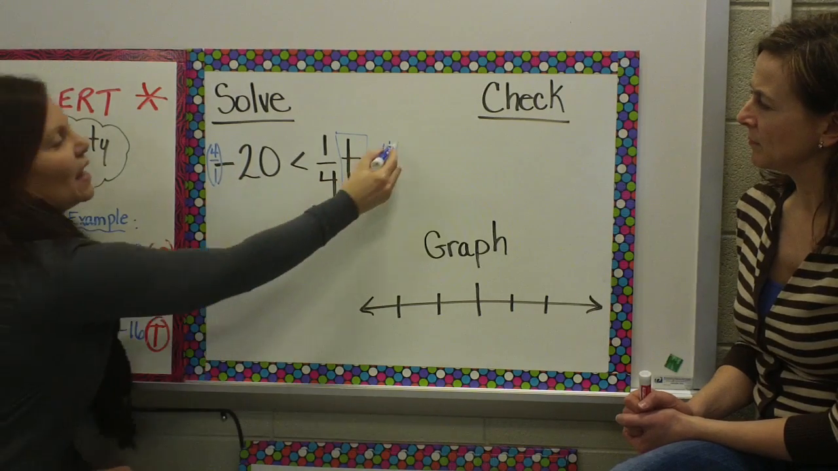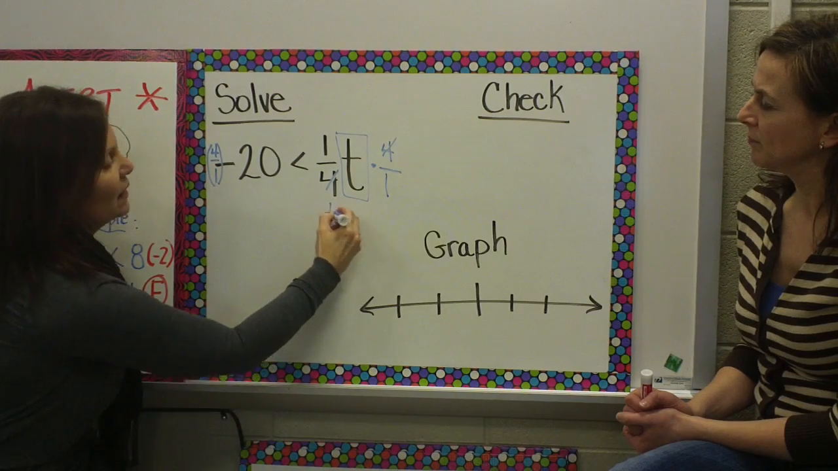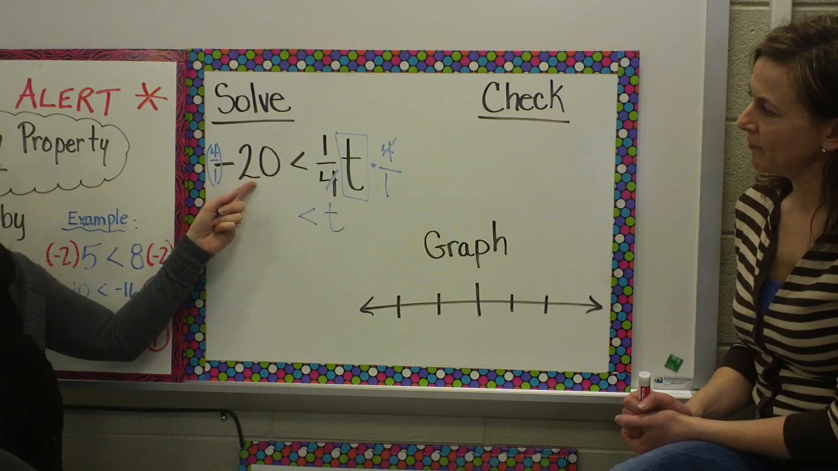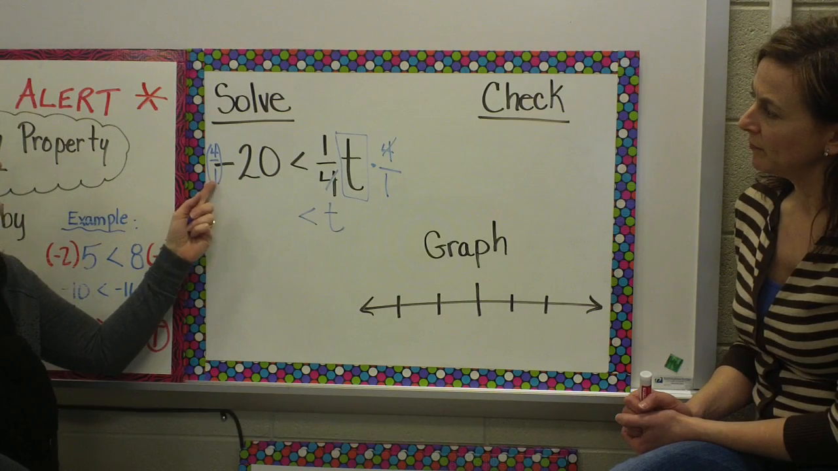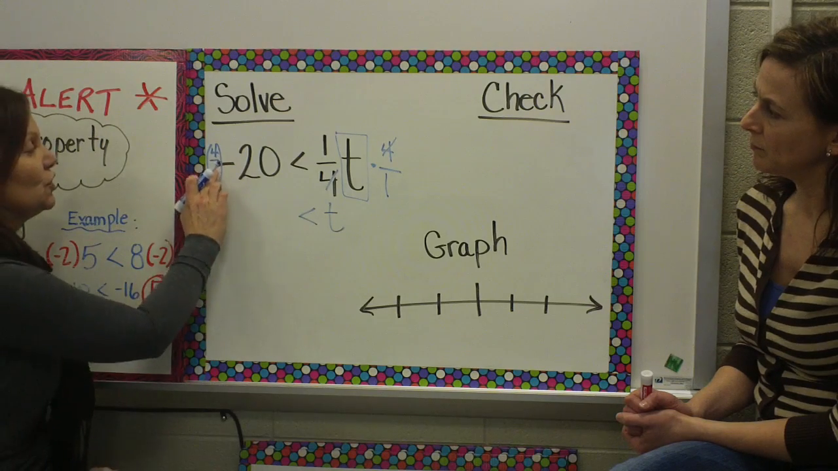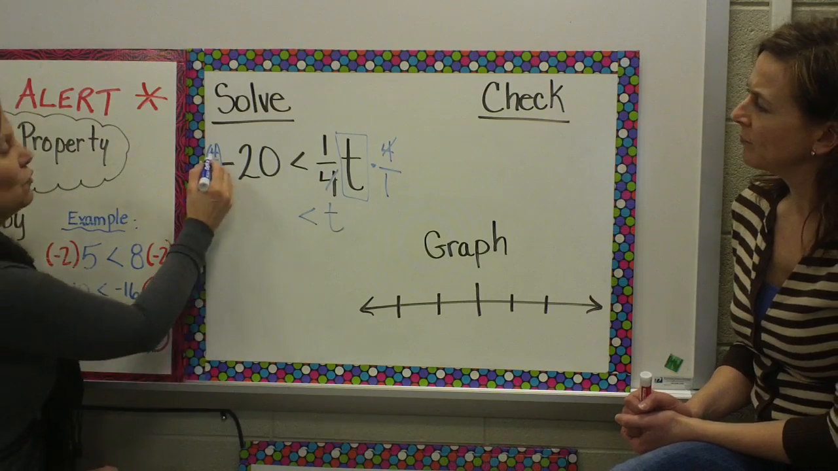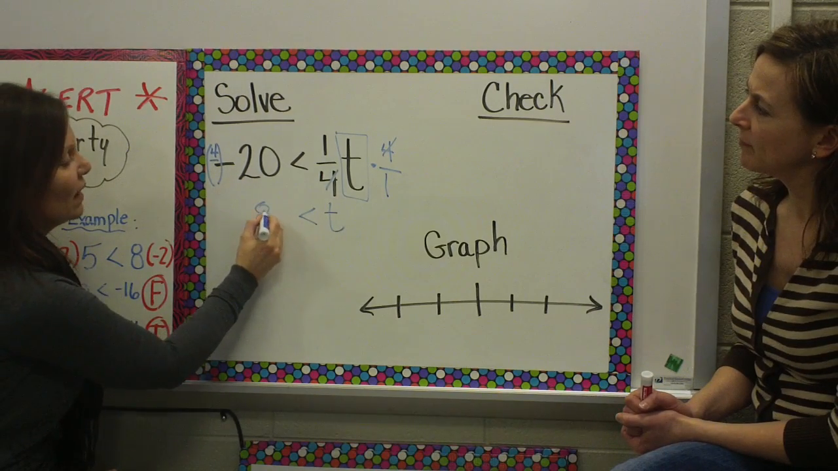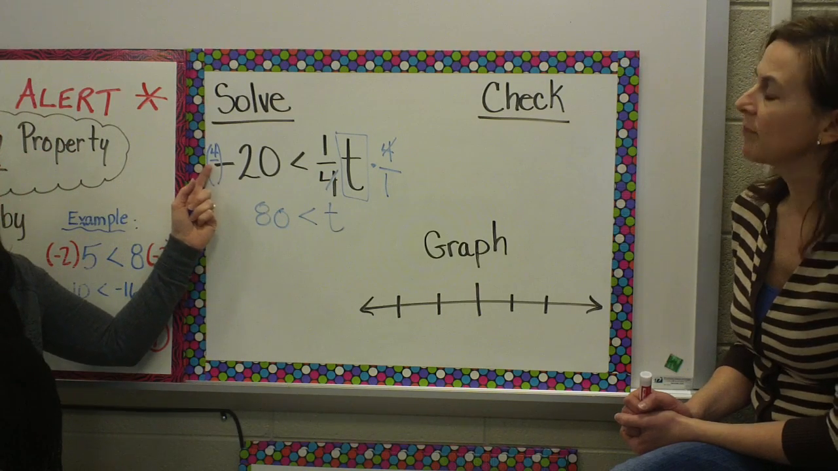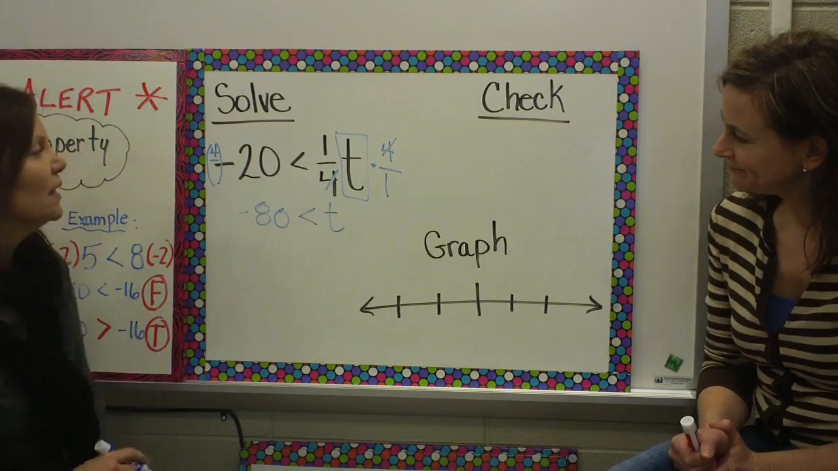Notice on this side that my 4's will cancel. I'm only left with 1. Therefore, t is remaining by itself. It's now isolated. On this side, because I have a whole number, I can simplify this: instead of 4 over 1, 4 divided by 1, which is just 4. So now I have 4 times negative 20. So 4 times 2 is 8. Add on my 0 for 80. The signs are different. 4 is positive. 20 is negative, so my answer is negative.